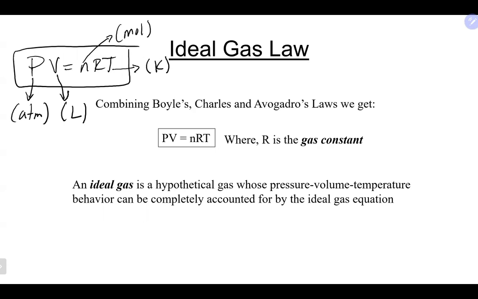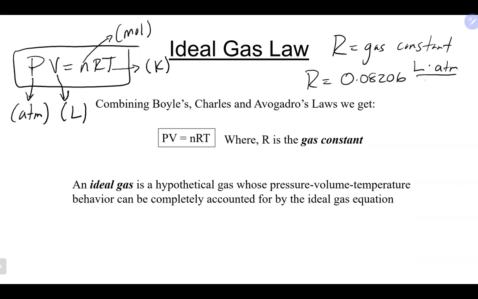So these are the specific units that they absolutely have to be in when you use the ideal gas law in order for everything to work right. The real reason for that is R is the gas constant, and it is a constant value that we typically use. So R has a value of 0.08206. And it also has all those units: liters times atmospheres on top, Kelvin times mole on the bottom.